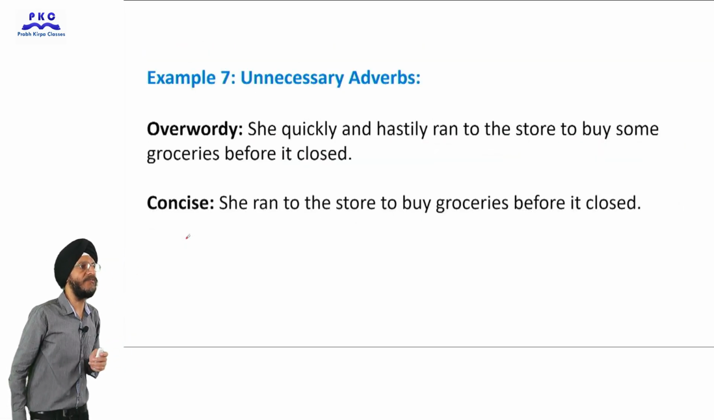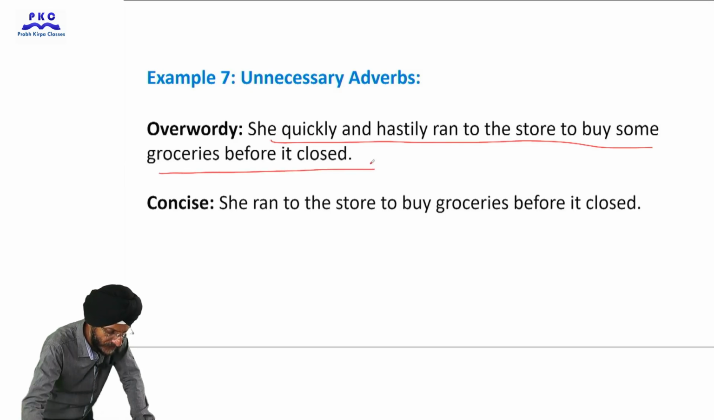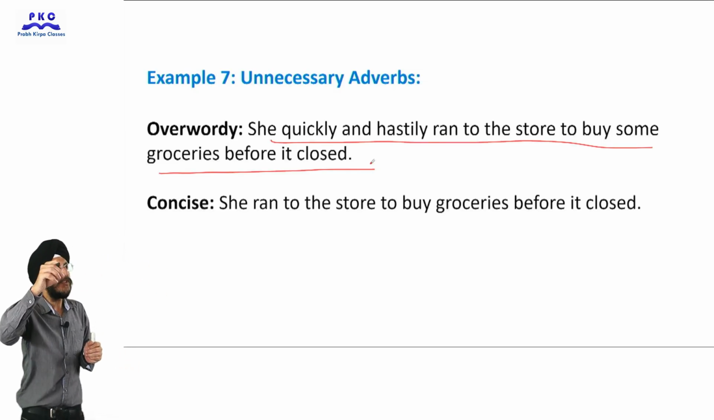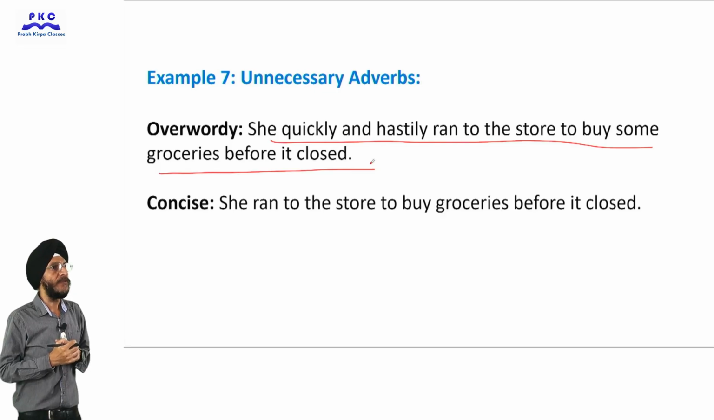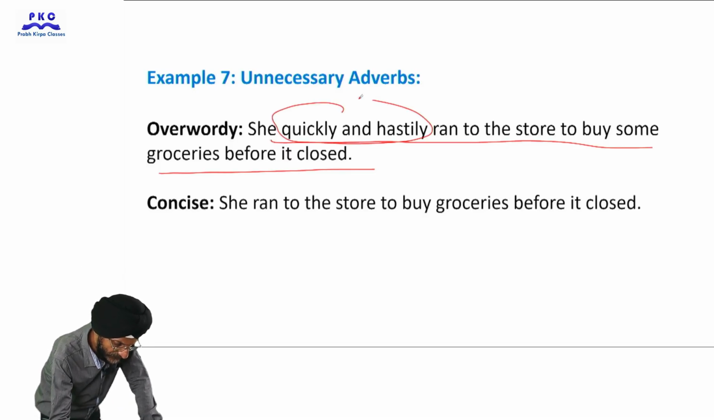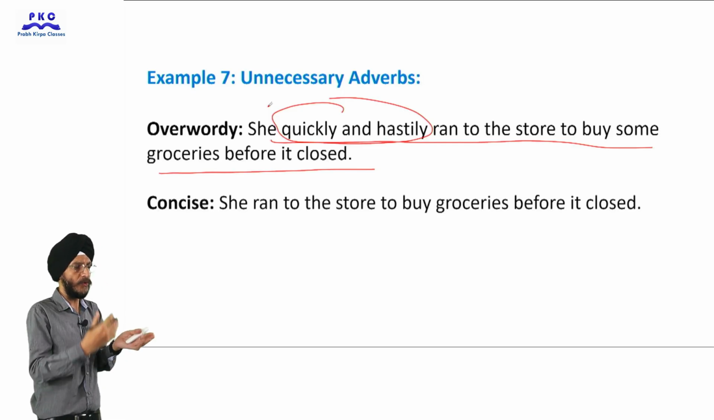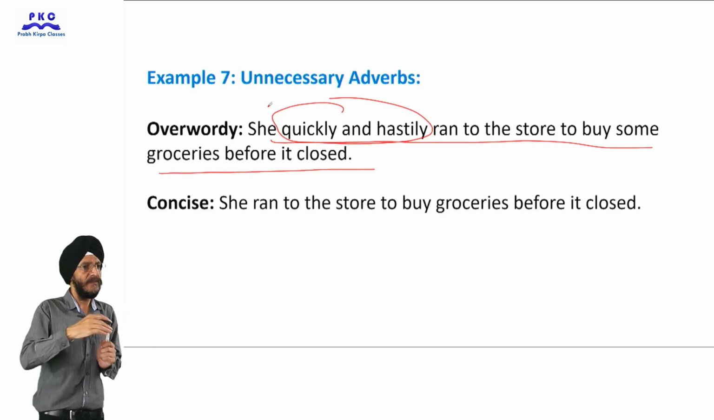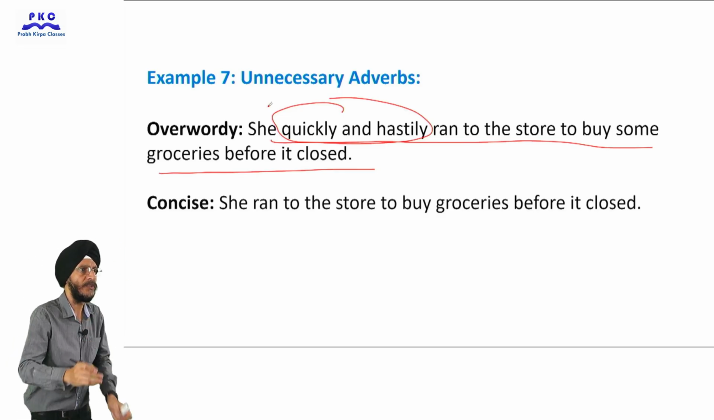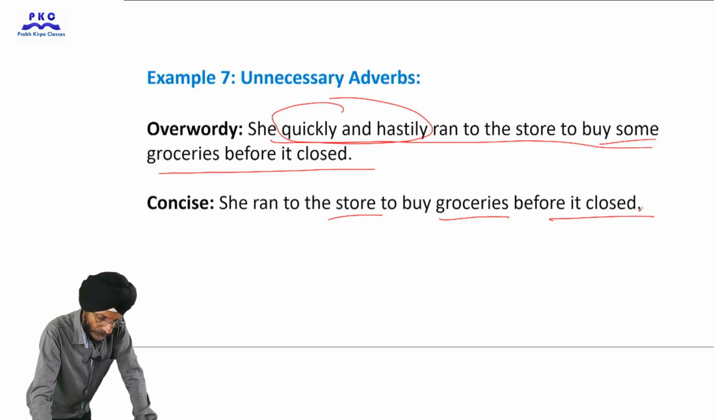Next is unnecessary adverbs. An example is: she quickly and hastily ran to the store to buy some groceries before it closed. Suppose it is 9 at night and the shop is going to close very soon. So she ran. There is no need of using the adverbs quickly and hastily, because she already knows that the closing time of the shop is near. So she will naturally go fast to reach the shop in time so that the shop is not closed. So: she ran to the store to buy groceries before it closed.